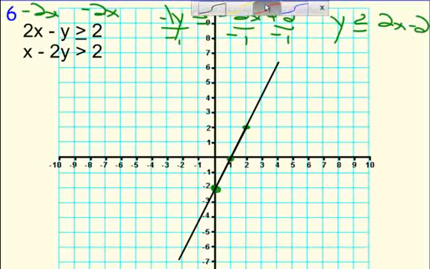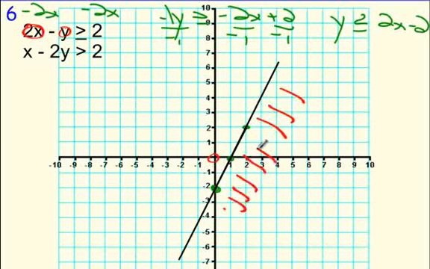And we'll go back to that original to test things out. This makes it a little bit easier. So 0 goes in, 0, 0. That means I'm testing the origin. 0 is greater than 2. No way. Okay, so this is false, so I have to go on what would then be the true side of the line, which is the opposite.